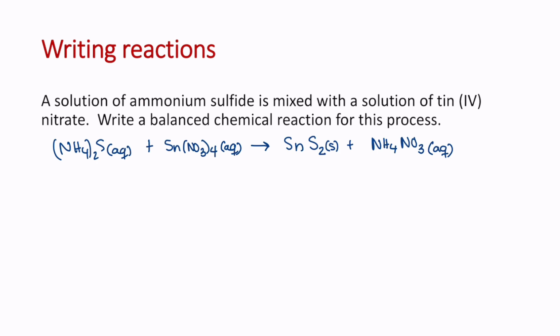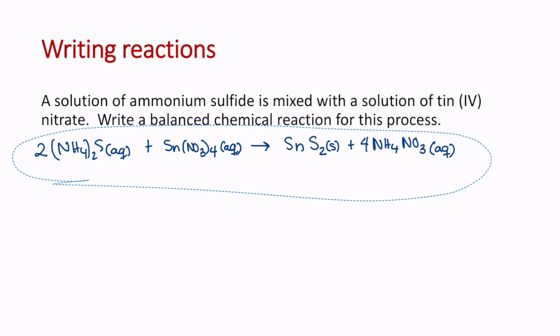The last thing I need to do is balance this chemical reaction. I notice that I have 2 sulfurs here and only 1 sulfur here. So I'm going to balance out the sulfur by adding a 2. And in doing so, that made 4 ammoniums. So I'm going to put a 4 in front of my ammonium nitrate. And in doing that, I made the entire reaction balanced. My chemical equation is balanced. So this is my balanced chemical equation right here.